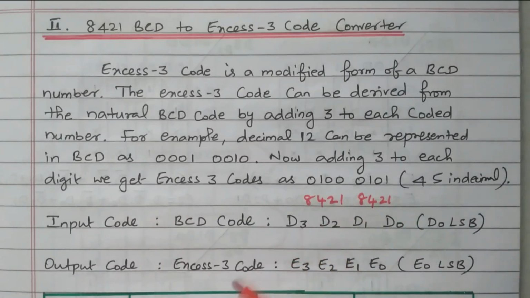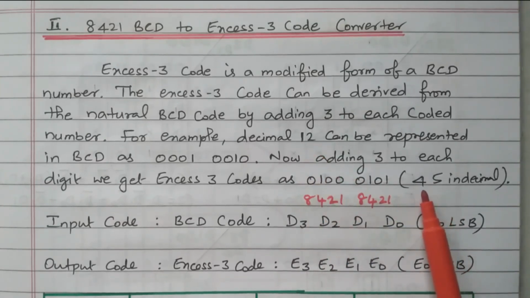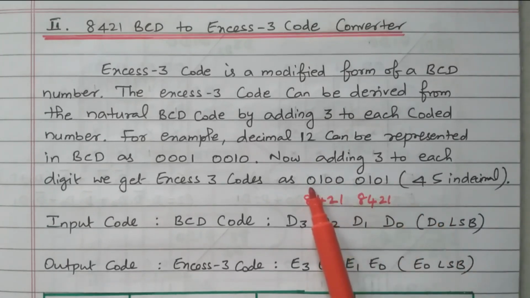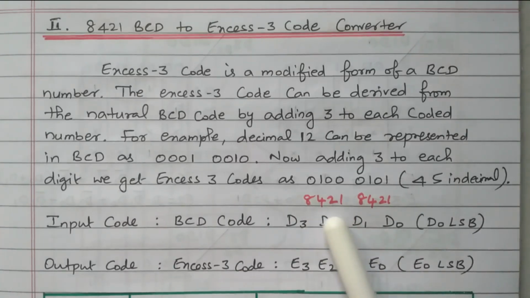So XS3 code means with the decimal number, by adding 3, what we got is the XS3 code. For example, 12 means 1 is added with 3, so it becomes 4, 2 is added with 3, it becomes 5. After that the 4 is represented separately by 4 digits, this 5 is represented separately by 4 digits using the weightage 8421. Right. So now it is very clear, BCD to XS3 means with that BCD we need to add the decimal number 3, then the added value we need to again represent by the BCD code using the weightage 8421.